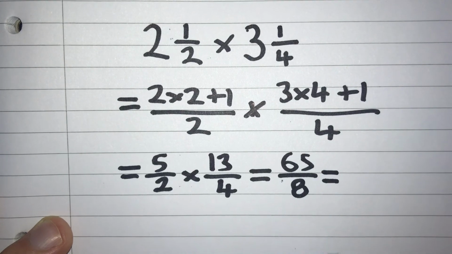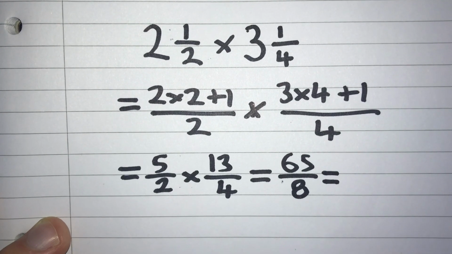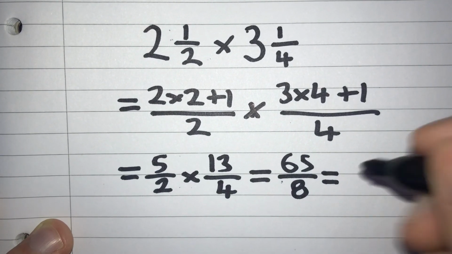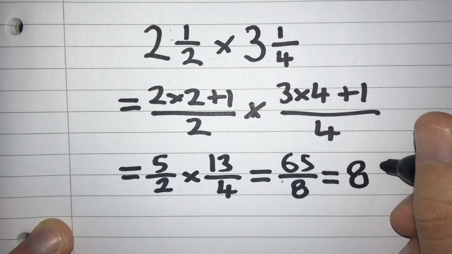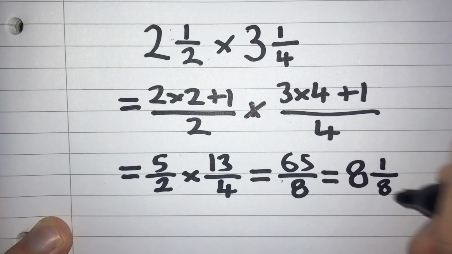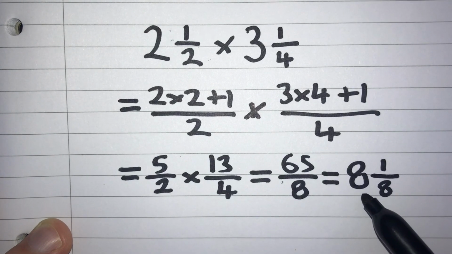And then 65 over 8, we could turn that into a mixed number. Well, how many 8s go into 65? That's going to be 8 of them. And we've got 1 left over. So we get a final answer as a mixed number of 8 1/8.